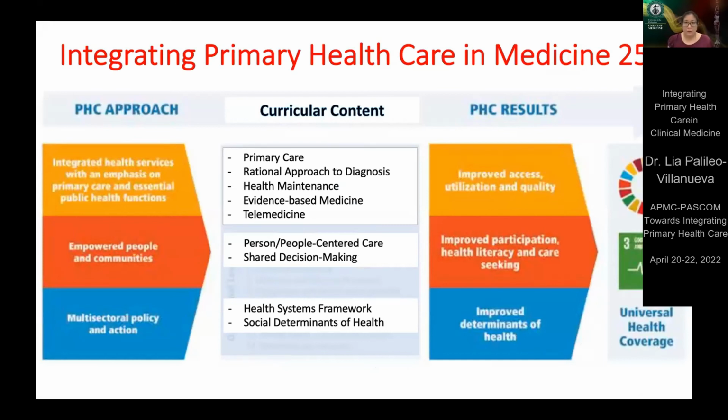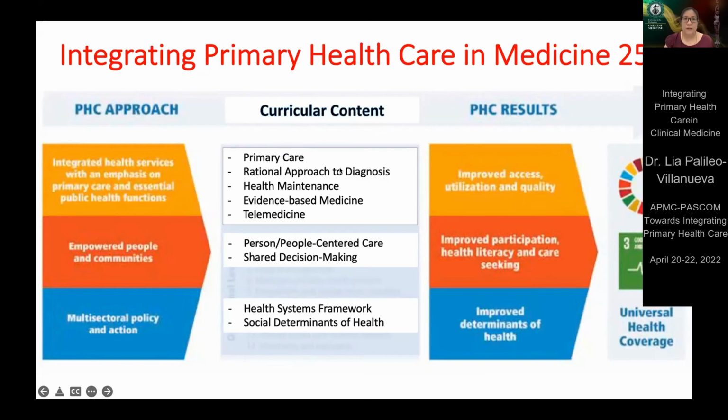So I found this document of the WHO on operationalizing the primary healthcare approach. And on the left side of the screen, these are the components of the primary healthcare approach: integrated health services with an emphasis on primary care and essential public health functions; empowered people and communities who can advocate for themselves, either through advocating for policies to improve their health or even as self-carers or caregivers; as well as multisectoral policy and action. This is where interprofessionalism comes in.